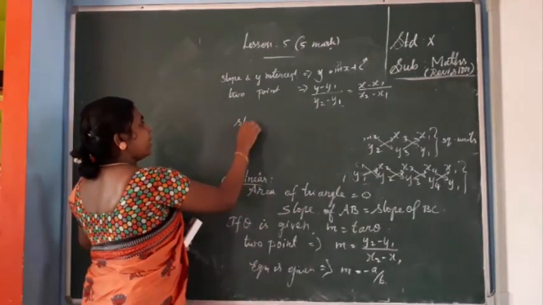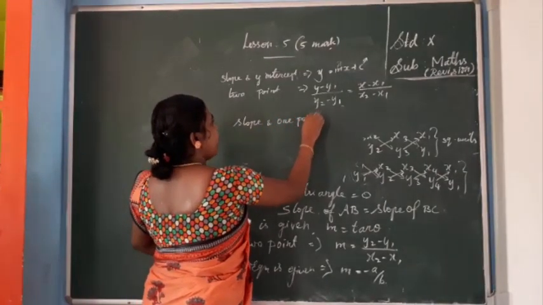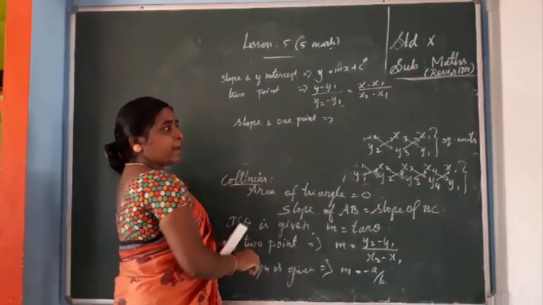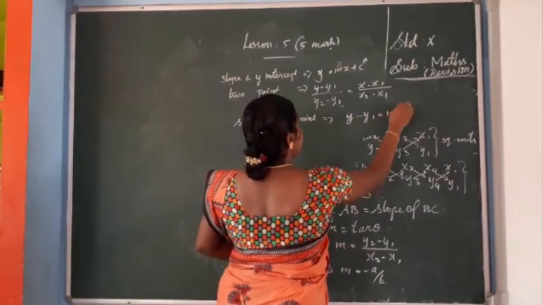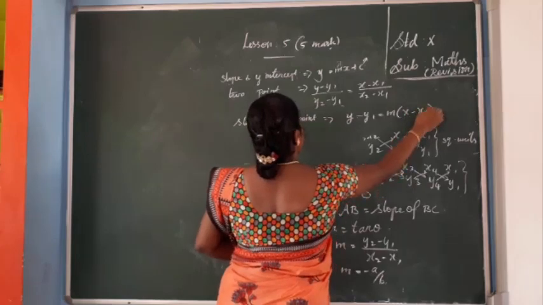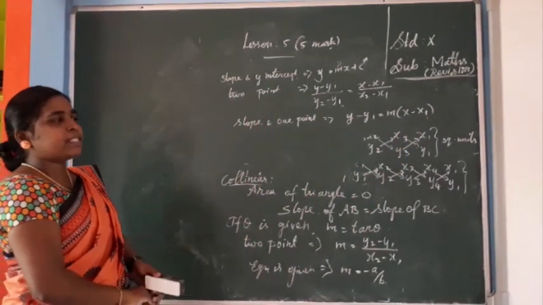Slope and one point given means, what's the formula? y minus y1 equal to m into x minus x1.